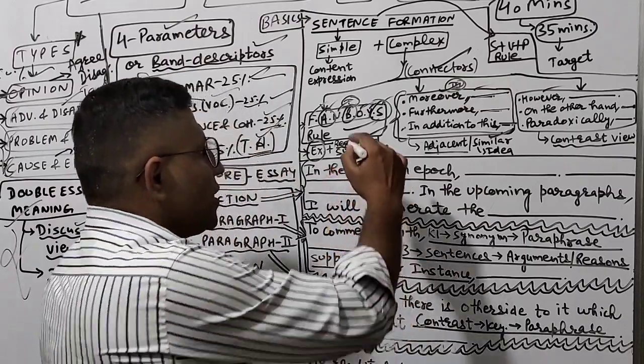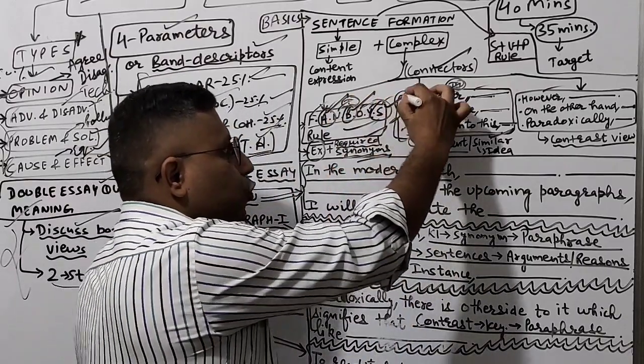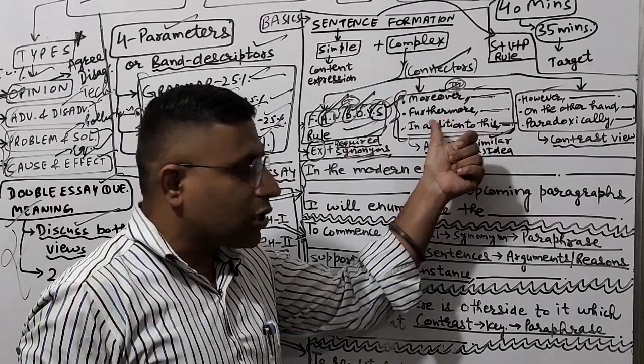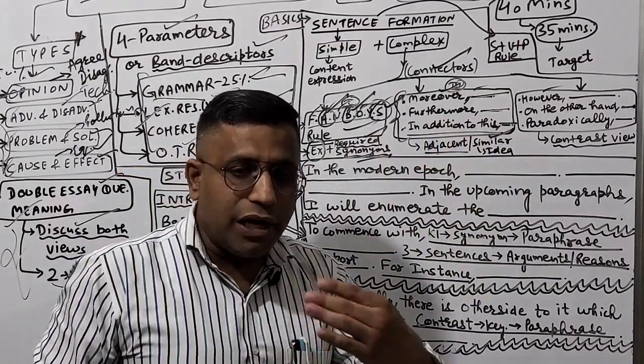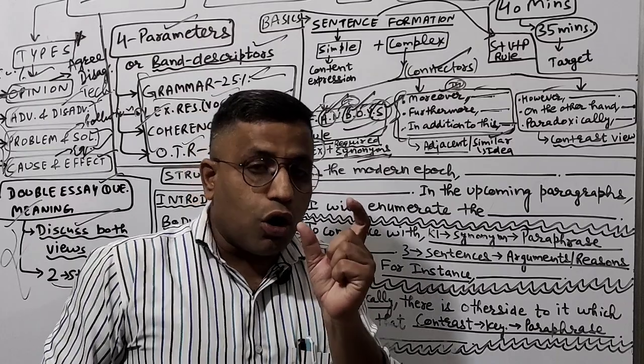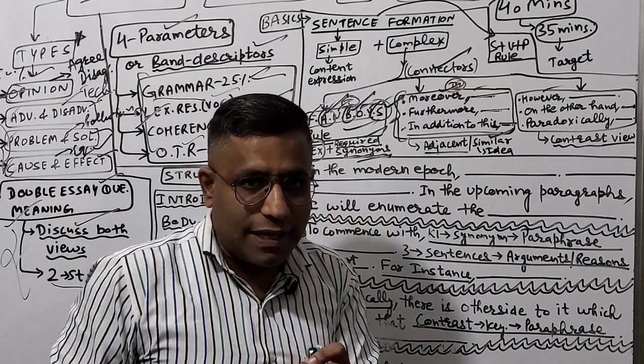Okay. So and is prominent, but is there, so is there, and moreover, furthermore, in addition to this. These you can use while explaining further things about one keyword or one theme aspect of the essay.